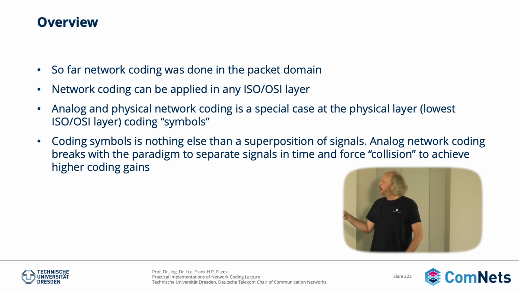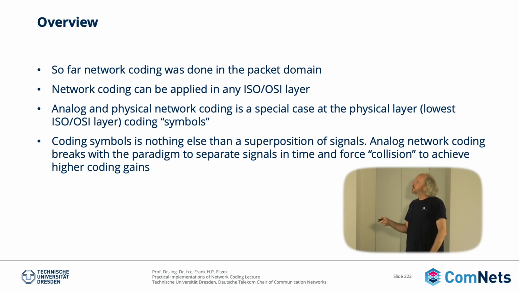As we said, we were in the packet domain. When we look at where network coding can be applied, you will see this later, it can be applied on the higher layers and on the lower layers. And when you do it on the physical layer, there's analog and physical network coding. This is the lowest layer, and now we are coding symbols. We are not coding packets or bits. We are coding symbols.